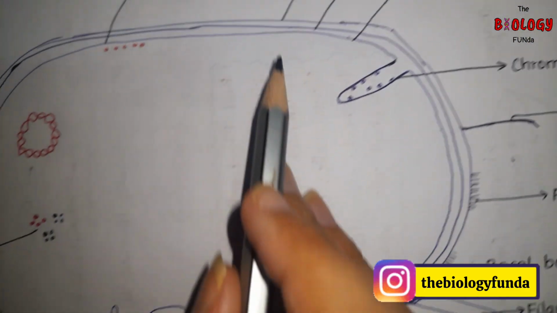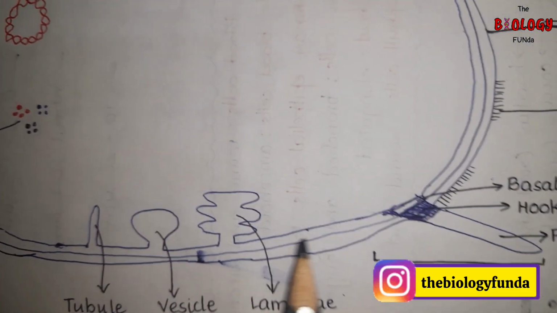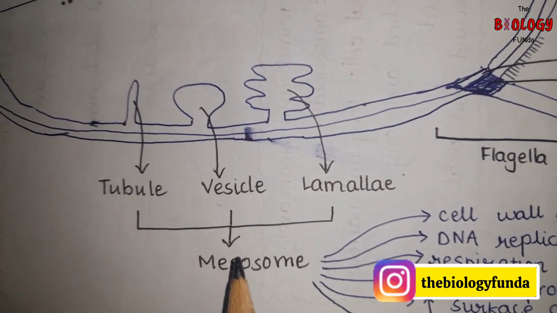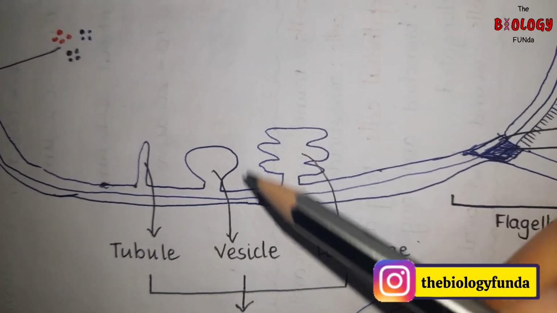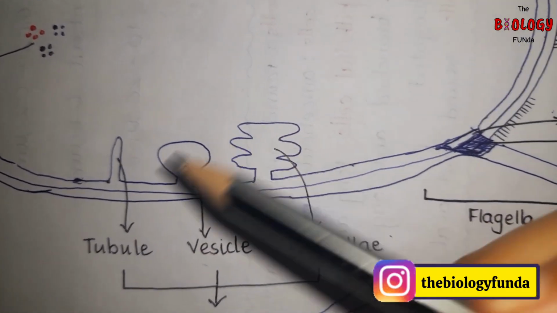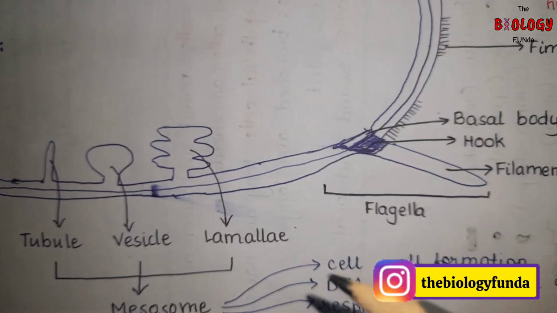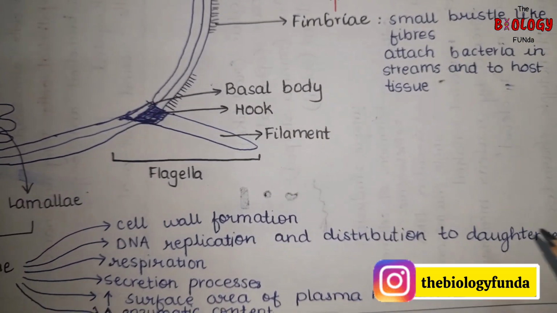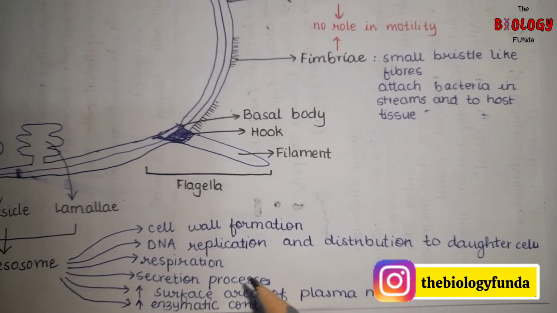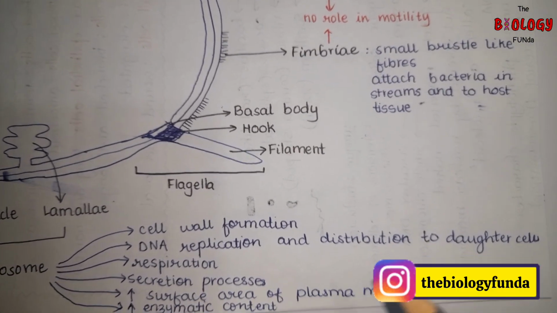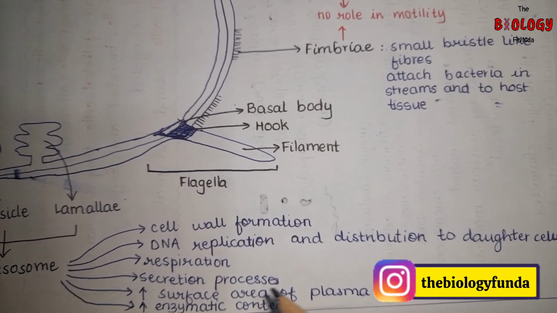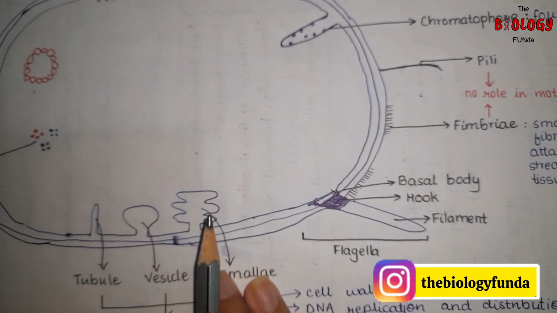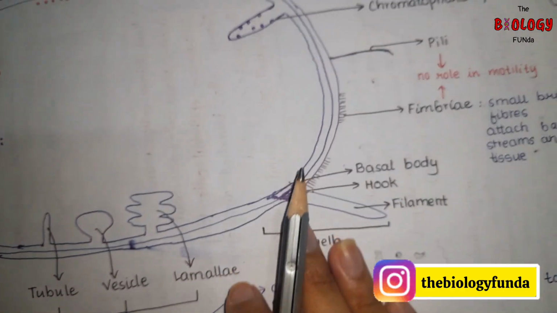Since it is flexible, there are some extensions of plasma membrane which you will find in the cell, like mesosome. Mesosomes are extensional structures. There are three structures: tubule, vesicle and lamella, which help in cell wall formation, DNA replication and distribution to daughter cells, respiration, secretion processes, increase in the surface area of plasma membrane, and it increases the enzymatic content of the cell. So this helps in more ATP production.